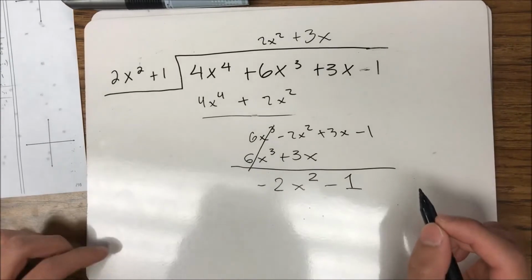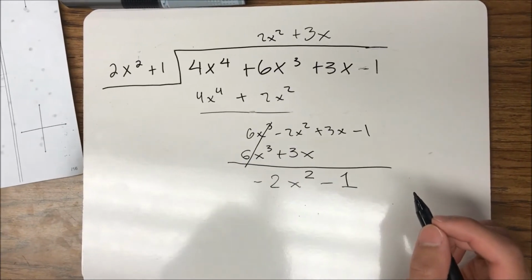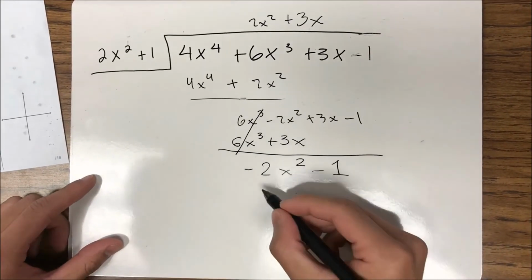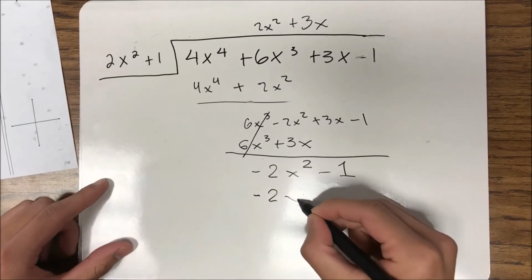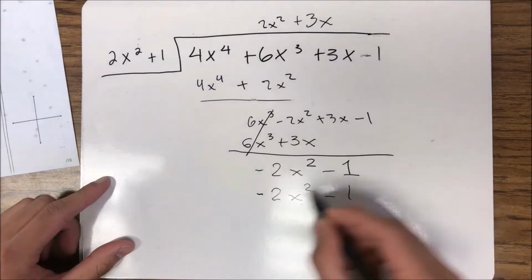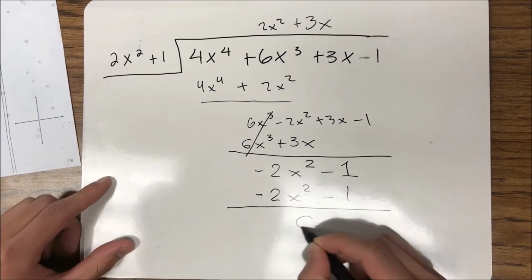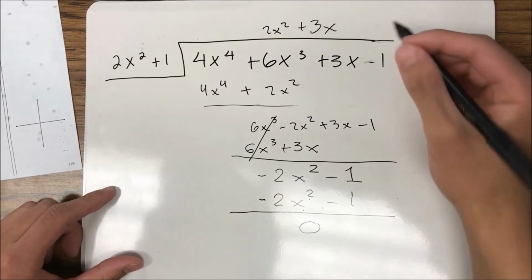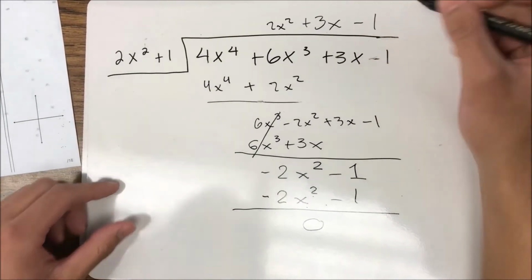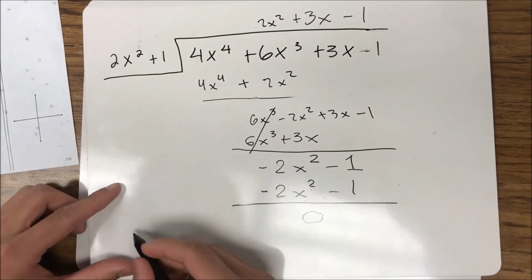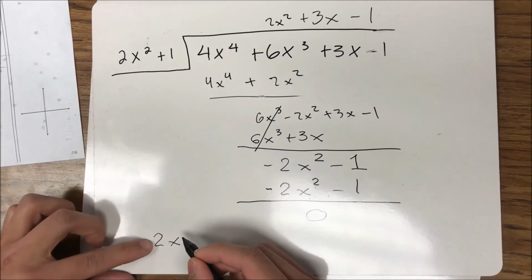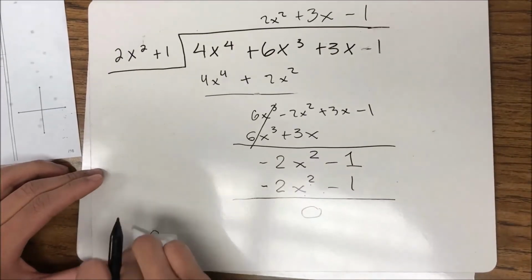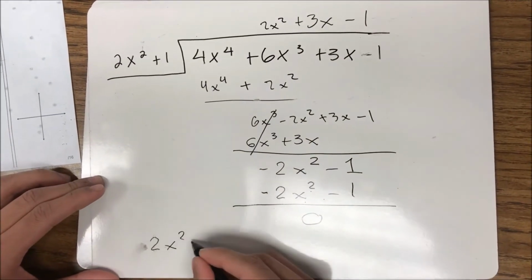Okay, and to finish it off, you have to multiply by negative 1, which will be negative 2x squared minus 1, and you will have a remainder of 0. So your final answer will be, oh yeah, that's the negative 1 right there. So your final answer would be negative 2x squared. No, positive 2x squared. My bad. Positive 2x squared plus 3x minus 1.